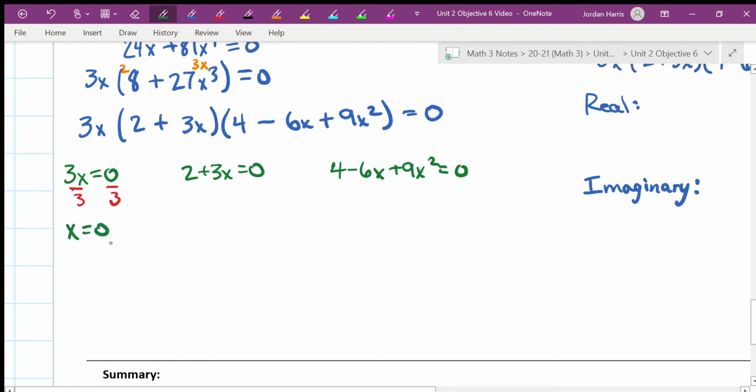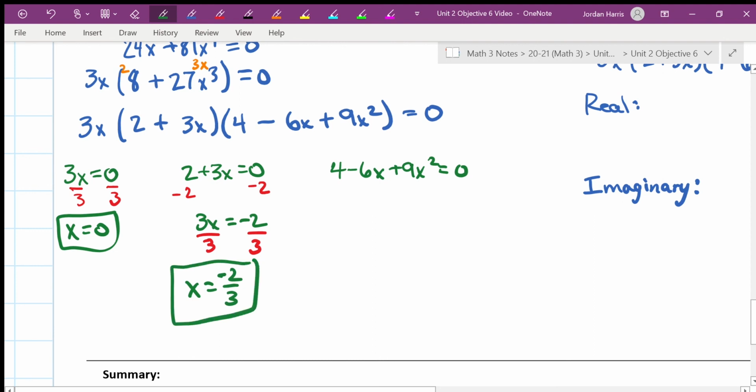Solution number 1. Second one, I'm going to subtract 2. So I get 3x equals negative 2. Divide by 3. And I have my second solution. X equals negative 2 over 3. And the last one, remember, we're going to set up quadratic formula because I know it's not factorable. This is standard form, not factorable, so we have to use quadratic formula.